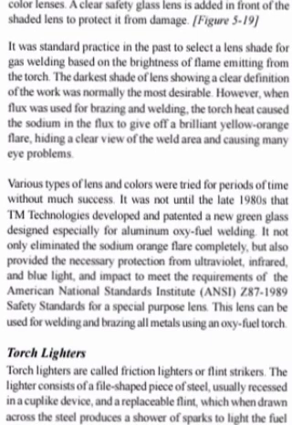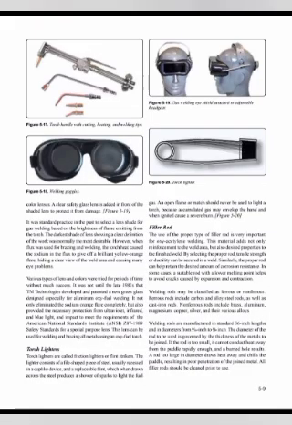Torch lighters. Torch lighters are called friction lighters or flint strikers. The lighter consists of a file-shaped piece of steel, usually recessed in a cup-like device, and a replaceable flint, which, when drawn across the steel, produces a shower of sparks to light the fuel gas.